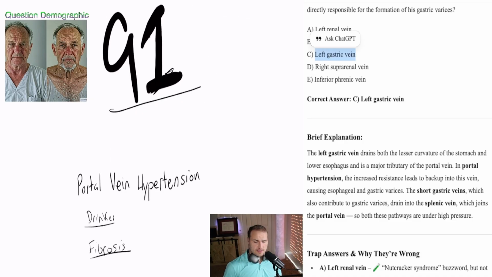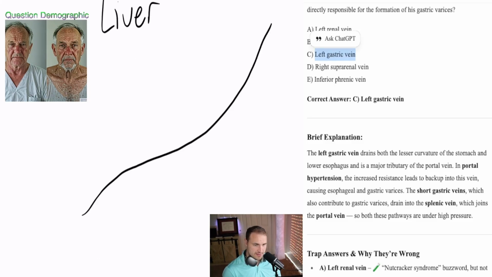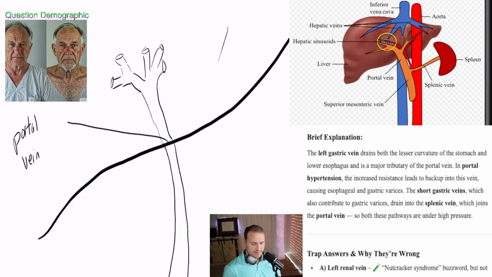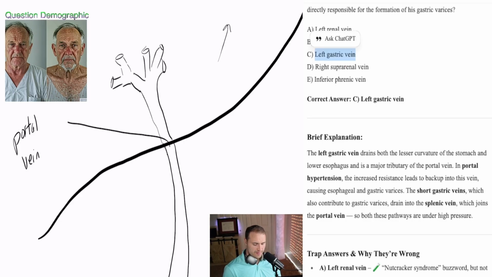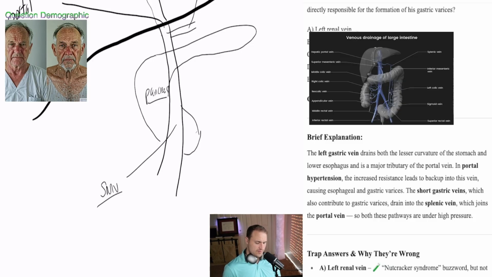In order to answer this question, we have to know a little bit about the portal venous anatomy. Let's just call this your liver right here, and plug it into this liver. We have a portal vein running along like that. So that's our portal vein, and again, this big thing right here is the liver. Going off of that, you can have this, which is known as the left gastric vein. And of course, this right here is our pancreas, which makes this right here the superior mesenteric vein.